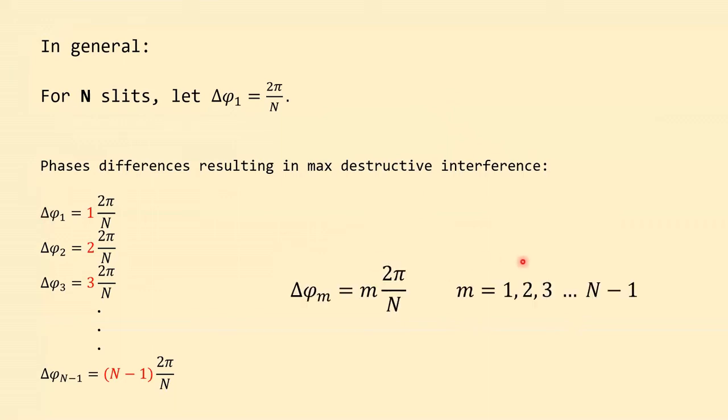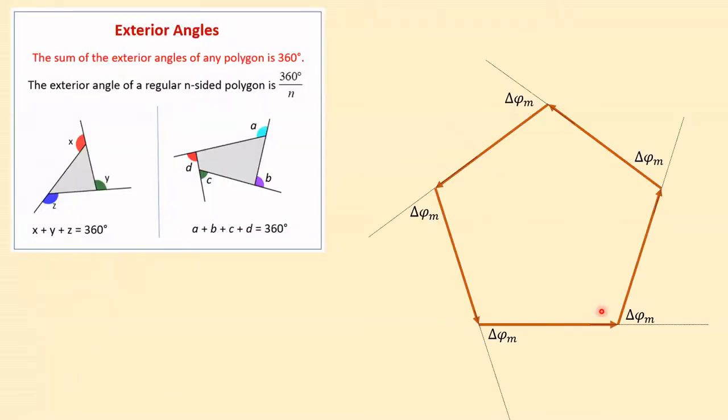So we can summarize that nicely with this formula: the mth phase difference between adjacent slits, which gives you max destructive interference, is just m times 2 pi over n. Just take 360, divide it by the number of slits, and then take multiples of that. And the multiples go all the way up to n minus 1. Easy rule.